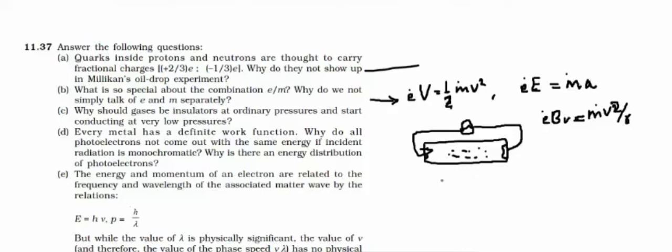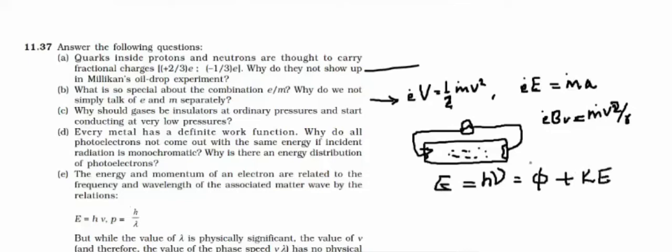We have E is equal to h nu. All these photons falling there are monochromatic, all of them having the same energy. Then what is the reason all the electrons are not coming out with the same energy? We have seen that for a particular metal, the work function is constant, and h nu is equal to phi plus kinetic energy.